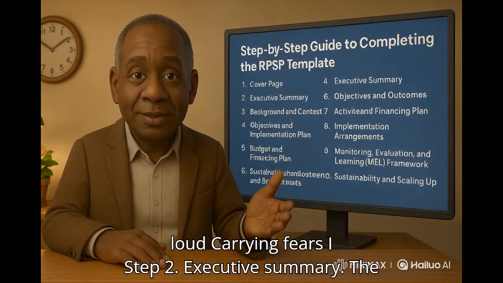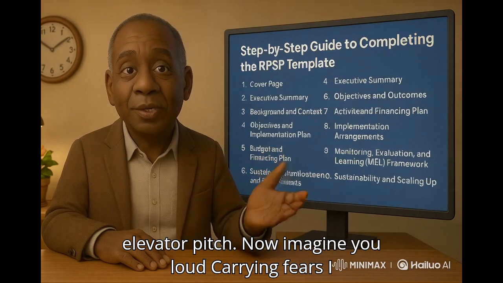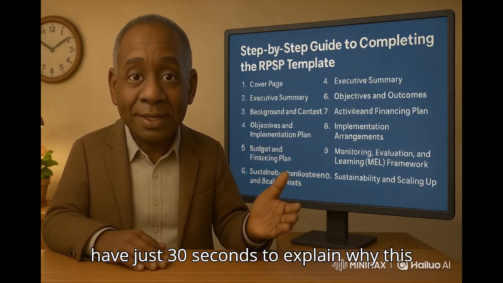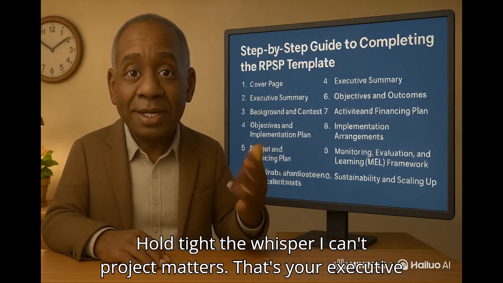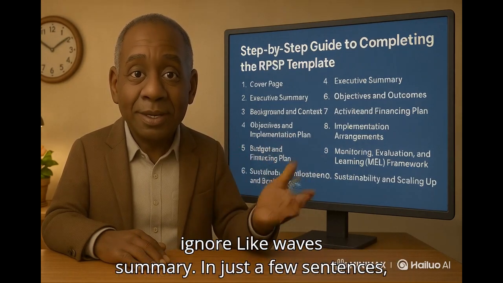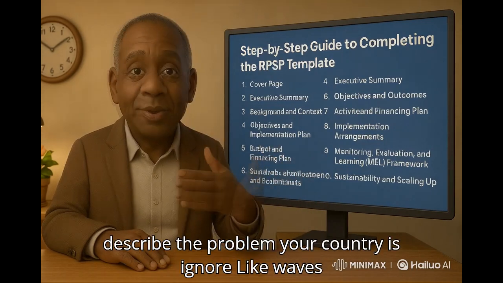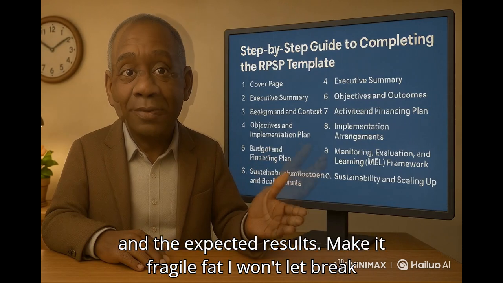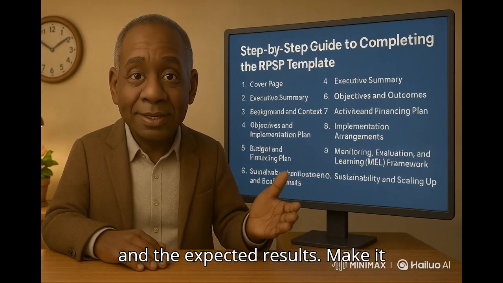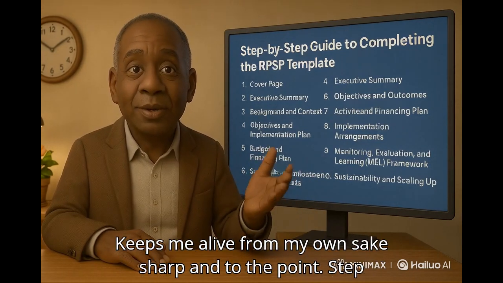Step 2. Executive summary, the elevator pitch. Now, imagine you have just 30 seconds to explain why this project matters. That's your executive summary. In just a few sentences, describe the problem your country is facing, how this proposal will help, and the expected results. Make it sharp and to the point.